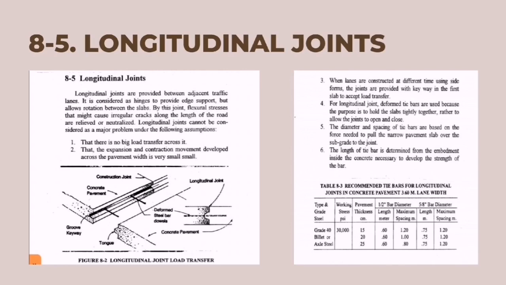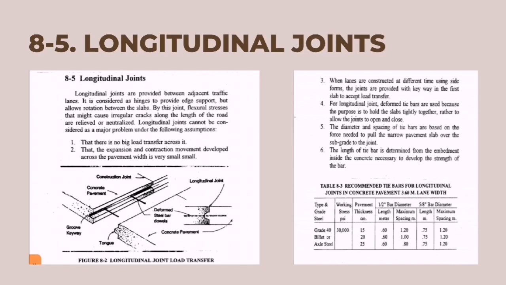Longitudinal joints. Longitudinal joints are provided between adjacent traffic lanes. They are considered as hinges to provide edge support but allow rotation between the slabs. By this joint, flexural stresses that might cause irregular cracks along the length of the road are relieved or neutralized.